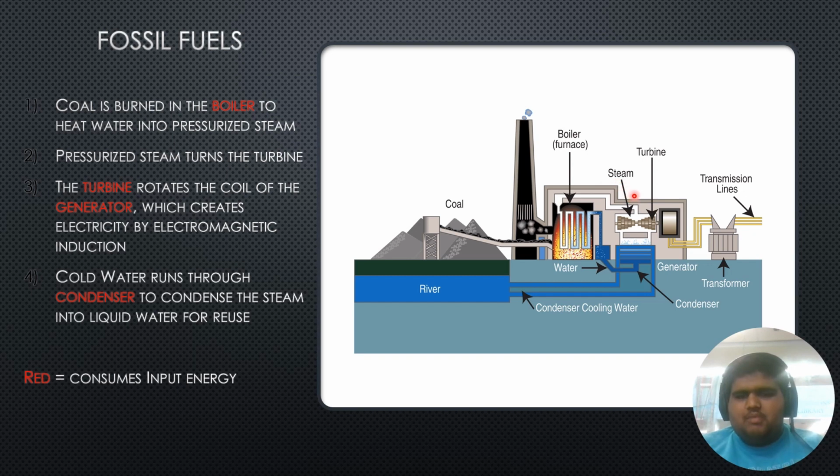which goes through a turbine and it rotates that turbine. Now this turbine rotates the coil of a generator which creates electricity through electromagnetic induction. After the steam is sent through the turbines, it is condensed to water again with the condenser, so that it turns into liquid water so that this can be reused.